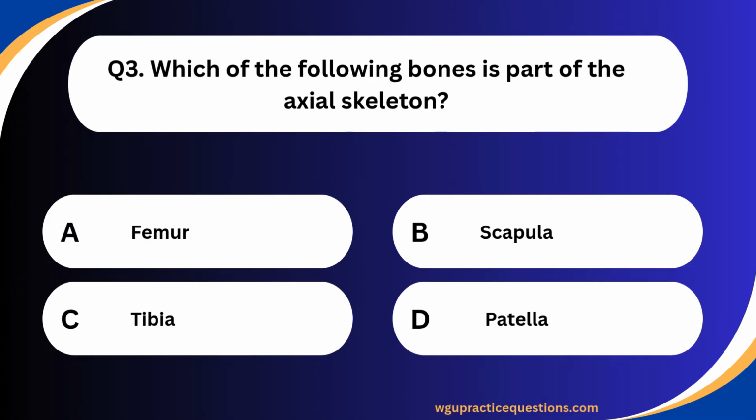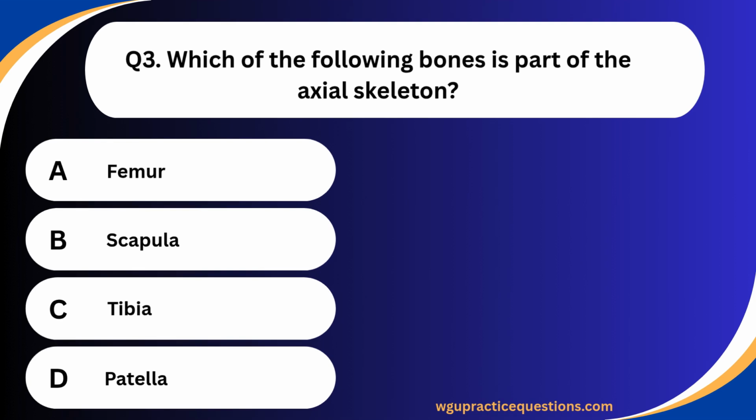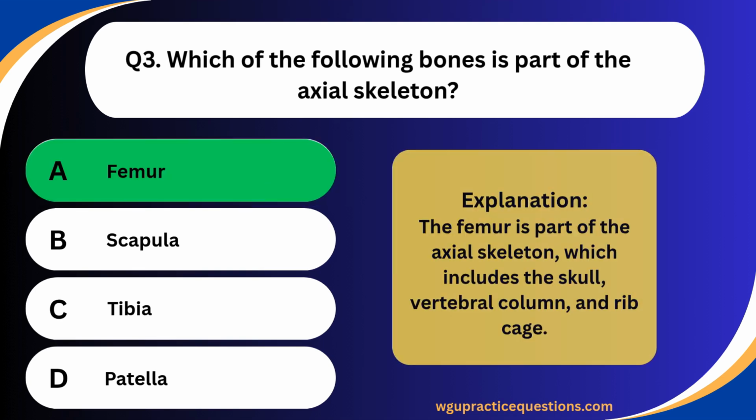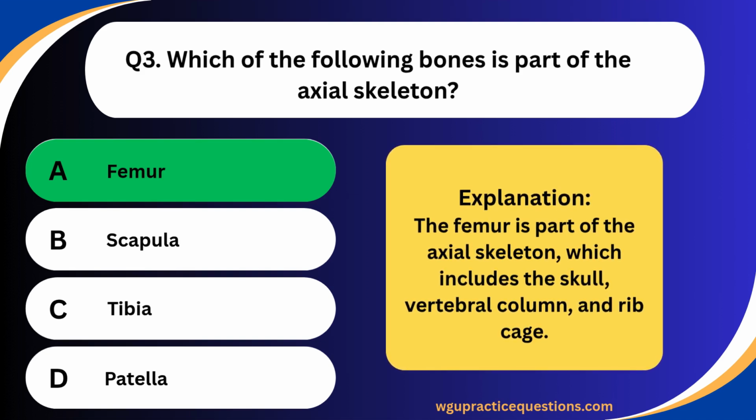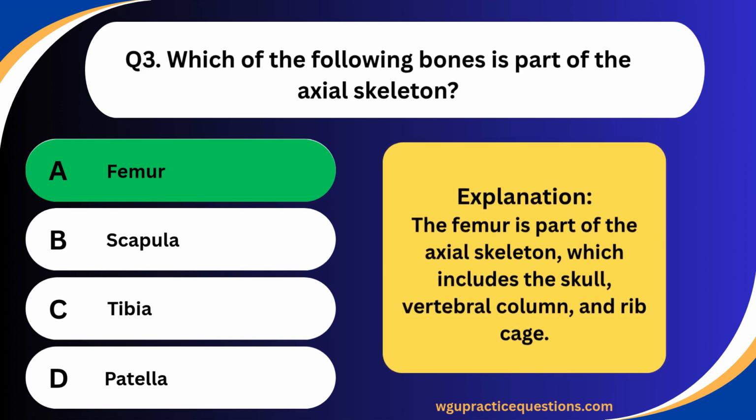Question 3. Which of the following bones is part of the axial skeleton? A. Femur. B. Scapula. C. Tibia. D. Patella. The correct answer is A. Femur. Explanation. The femur is part of the axial skeleton, which includes the skull, vertebral column, and rib cage.